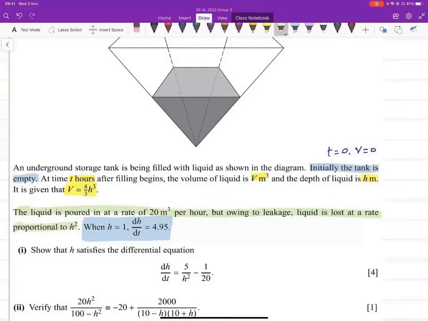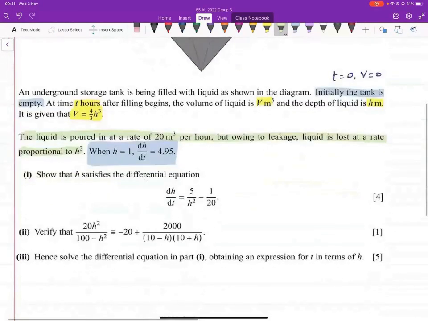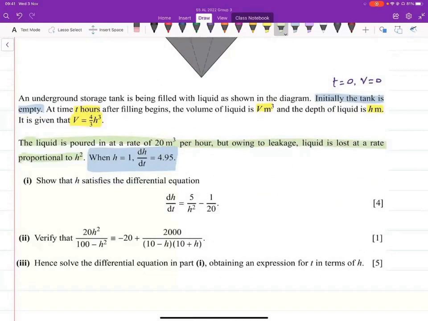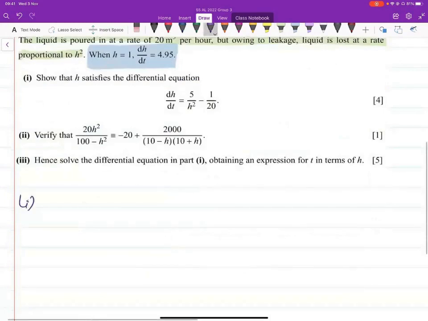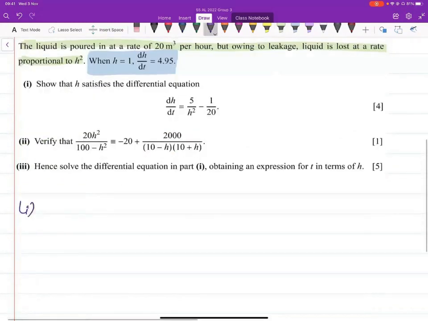We first have to show that h satisfies this differential equation: dh over dt equals 5 over h square minus 1 over 20. First we have to form the differential equation. How do you do that? What relationship are we given? We are given that liquid is poured in at a rate of 20 meter cube. Do we say dh over dt is equal to 20? No, dv over dt, right? So this is 20 meter cube.